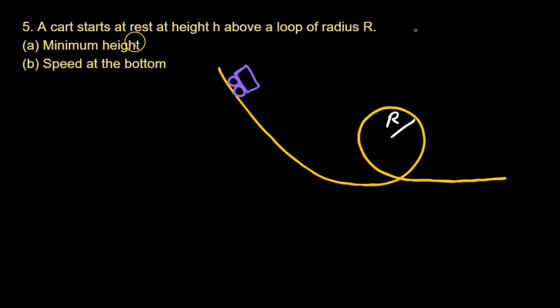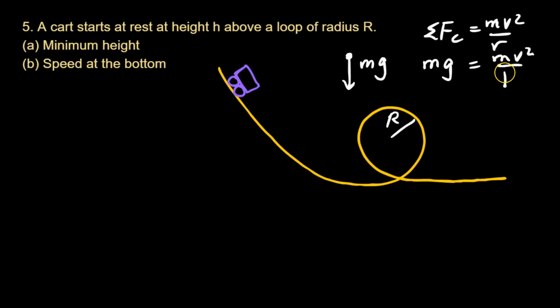Question 5. A cart starts at rest at height h above a loop of radius r. Find the minimum height and the speed at the bottom. At the top of this loop, there is a gravity force pulling down on the cart. We're going to use the net centripetal force equation to find the minimum speed you would need at the very top of the loop to get all the way through this loop. And we're going to use net Fc equal to mv squared over r.